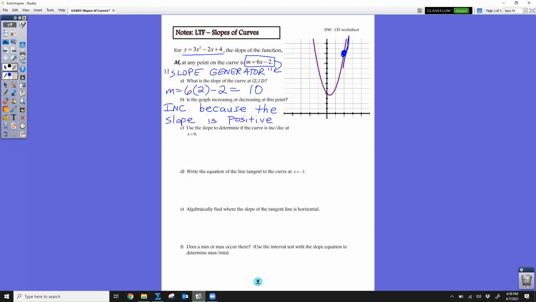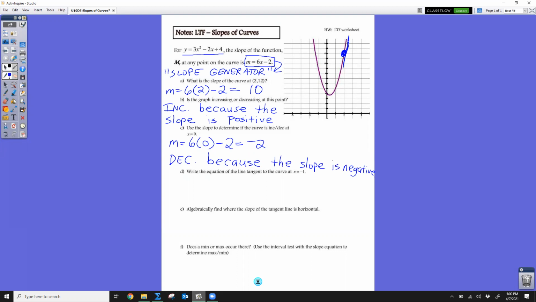So part C, use the slope to determine if the curve is increasing or decreasing at x equals 0. So all we're looking for is, is it a positive number or a negative number? We plug 0 in. So our slope generator would tell us, 6 times 0 minus 2 would give us a negative answer, right? A negative 2. Therefore, our function must be decreasing. Decreasing because at this point, the slope is negative. Barely fit in there. All right, so the slope is negative.